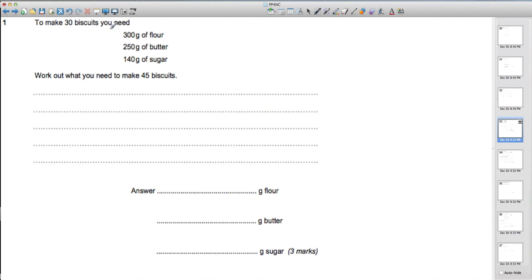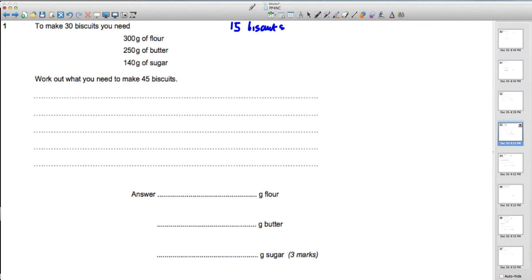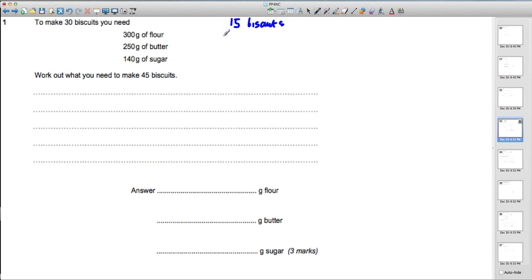To make 30 biscuits you need the following. What do you need to make 45? Well, the first thing I do is talk about 15 biscuits because it's half of this. So 15 biscuits would be half of this, so it would be 150 grams, 125 and 70.